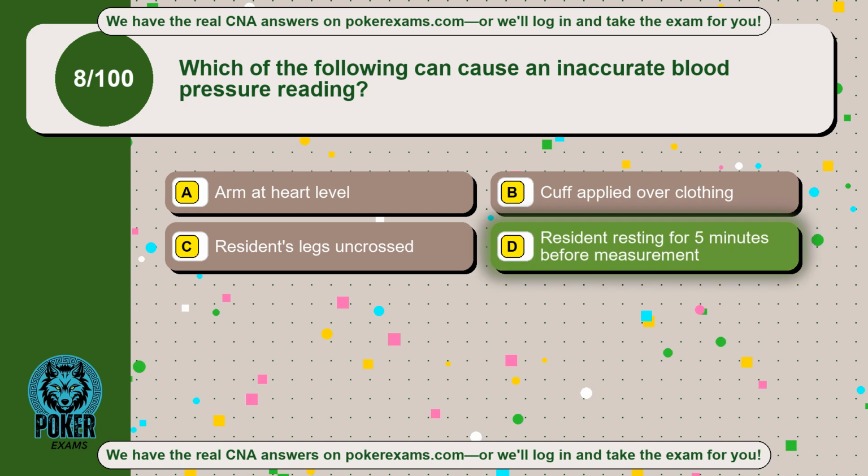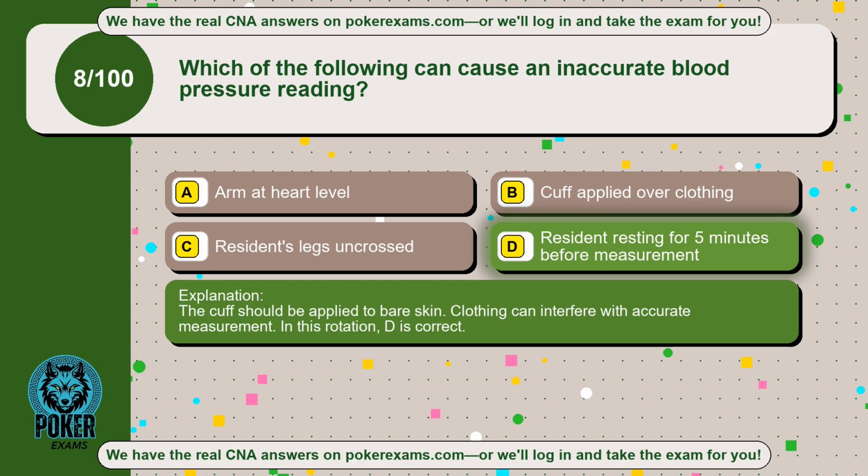The correct answer is option D. Resident resting for 5 minutes before measurement. The cuff should be applied to bare skin. Clothing can interfere with accurate measurement. In this rotation, D is correct.